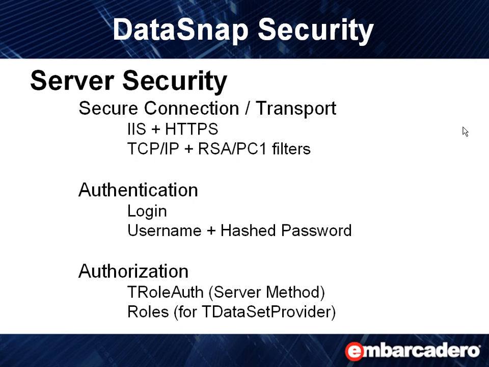Right now we've seen a number of security issues already. The application that I'm building is an IIS ISAPI DLL using HTTPS, which means it's a secure HTTP connection. Alternatively, we could use TCP/IP with RSA and the PC1 filters to encrypt the connection. I've already shown authentication. The login method has been implemented, the OnUserAuthenticate with the username and hash password.